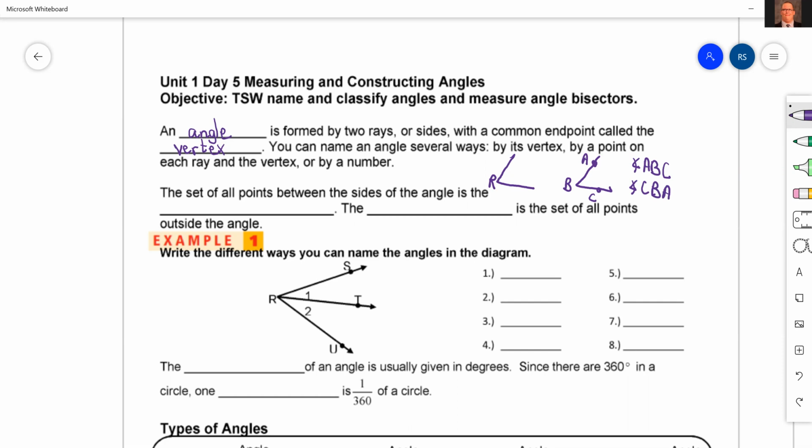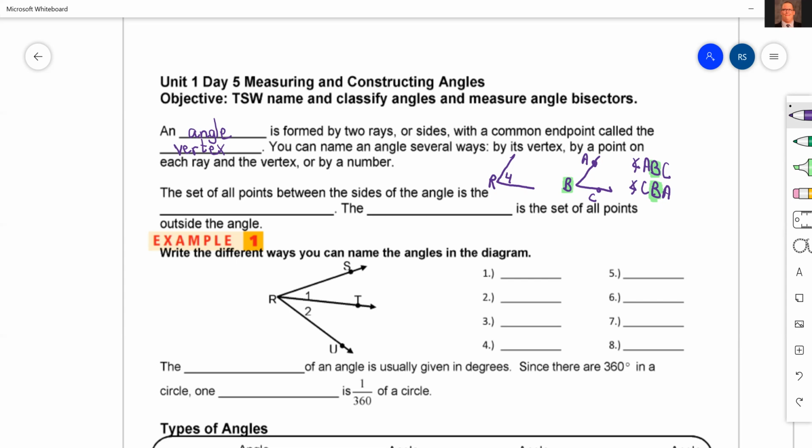Notice though, when we do that, which one is always in the middle? B. So where you turn the corner has to always be in the middle. The other two, it could go either way, but where you turn the corner must be in the middle. Or we could name the angle by a number. So over here, like if this had a 4 in the corner, you could say that's angle 4. So those are all different ways to name angles.